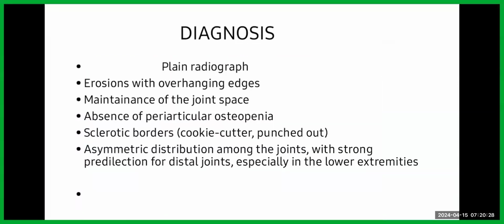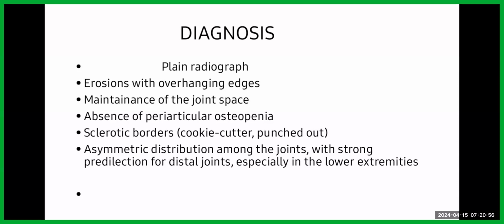So the diagnosis, again, as we said, sometimes you may have a patient who does not fulfill the entry criteria and supportive criteria. So you may need to do some joint imaging, or as just an initial part of evaluation to know the extent of the disease. There are some features that are known to increase the suspicion of gouty arthritis. One of them is erosions with overhanging edges. It is an erosive disease.